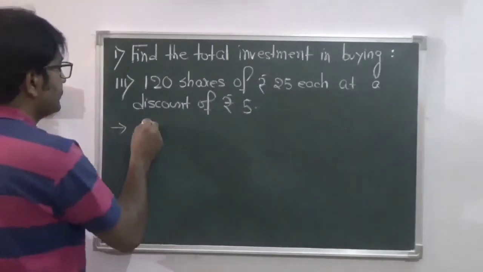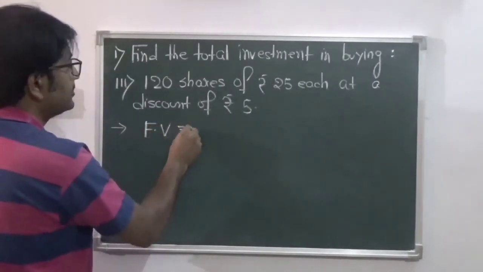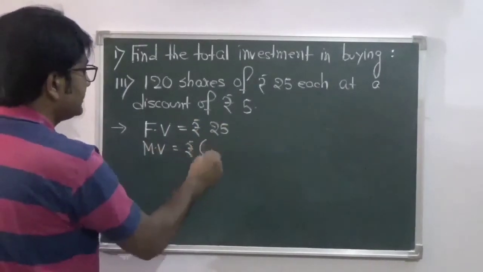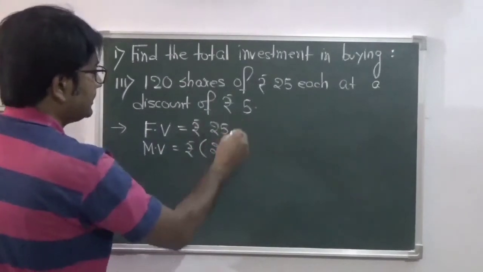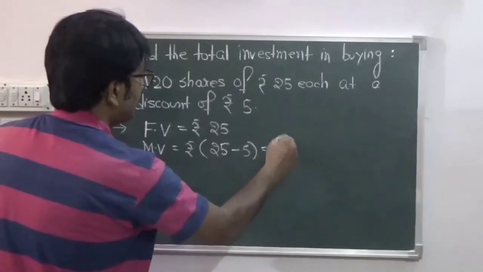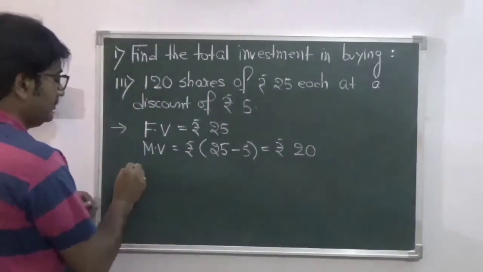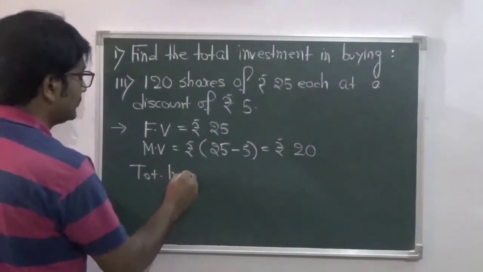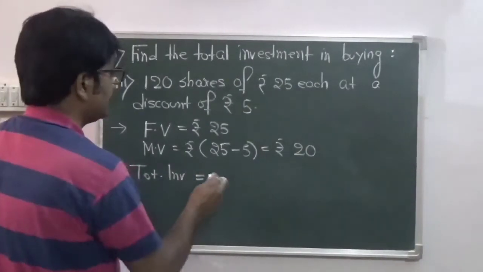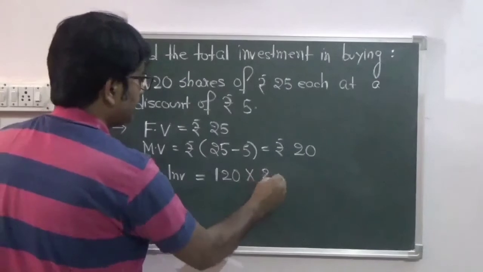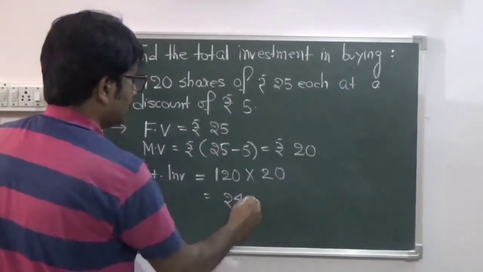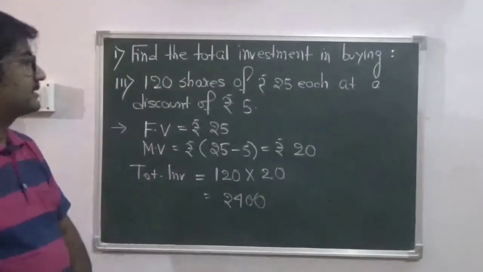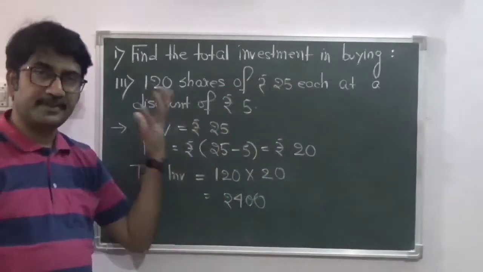So here first we note down the face value of each share. Face value is rupees 25. Then market value is equal to rupees 25 less the discount of 5, so it is rupees 20. Now the total investment is the number of shares, that is 120, multiplied by the market value of one share. So it is 2400, the total investment for 120 shares of rupees 25 each at a discount of rupees 5.